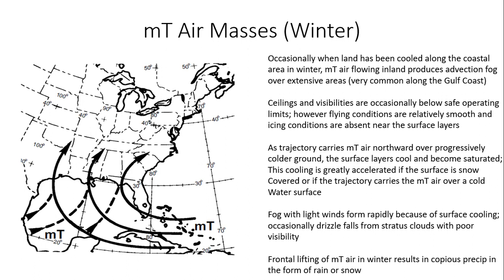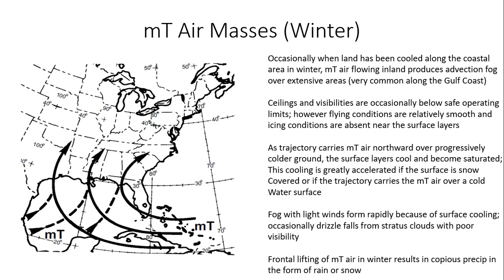Now, you get fog with light winds. It forms very quickly, folks, because of the surface cooling from below, the saturation from below. And occasionally you get little mist droplets or this drizzle, very small diameter, that just seems to float in the air, with very poor visibility.